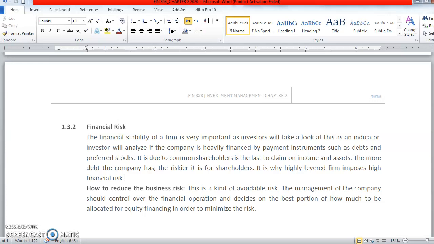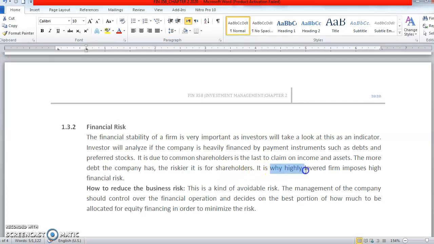Okay. So it is due to common shareholders biasanya. Kenapa? Sebab biasanya kalau dia nak beli share syarikat tersebut, common shareholder biasanya adalah orang yang last kali dapat claim on income and asset lah, sekiranya apa-apa berlaku kepada syarikat tersebut. So the more debt that the company has, kita katakan the riskier will be the risk to the shareholder. Lagi tinggilah risiko kepada pemegang share dia, right?